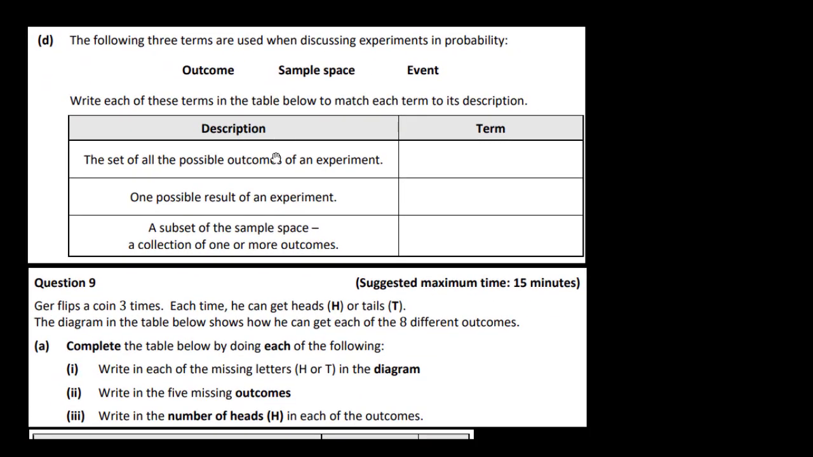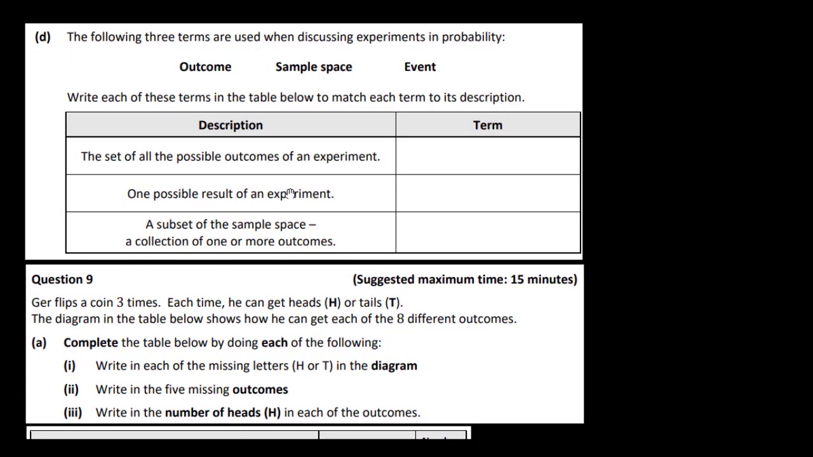Okay, so let's have a look at part D then. The following 3 terms are used when discussing experiments in probability. So we have an outcome, we have a sample space, and we have an event. Write each of these terms in the table below to match each term to its description. So the set of all possible outcomes of an experiment is just called the sample space.